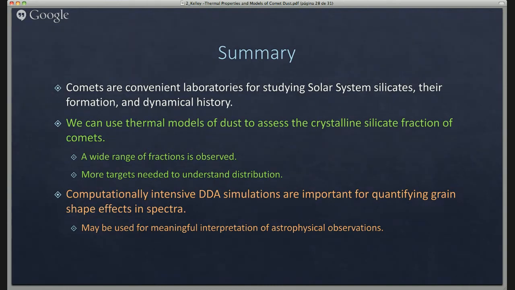We can use thermal models of dust to assess especially the crystalline silicate fraction. That's what we're most interested in, but there are other things we can consider. And we're seeing a wide range of fractions. We need more targets to understand exactly what those distributions are. Computationally intensive simulations and techniques are very, very beneficial to studying comets and other things. They can quantify grain shape effects in spectra in a way that seems to make meaningful interpretations of observations. So thank you.